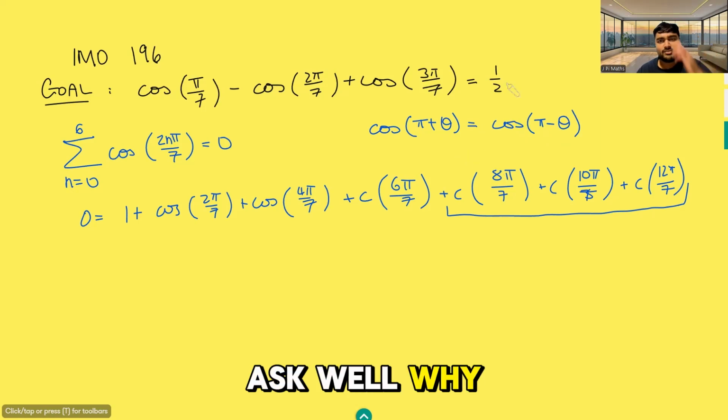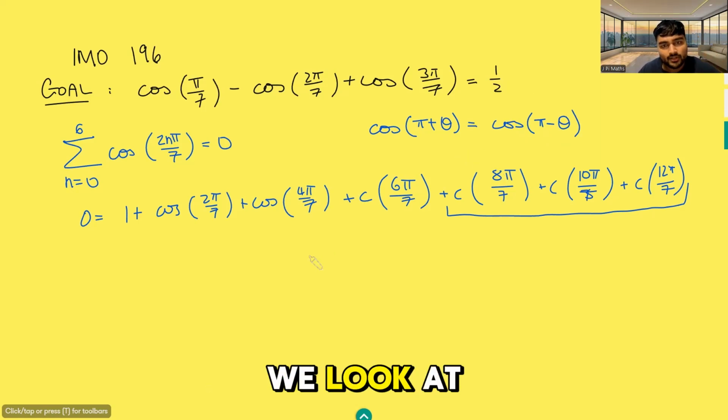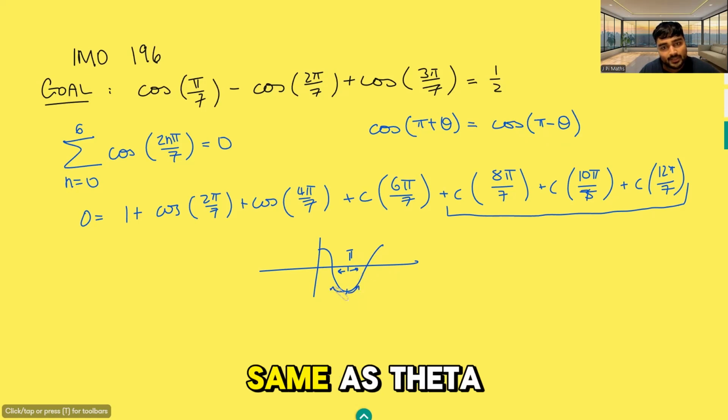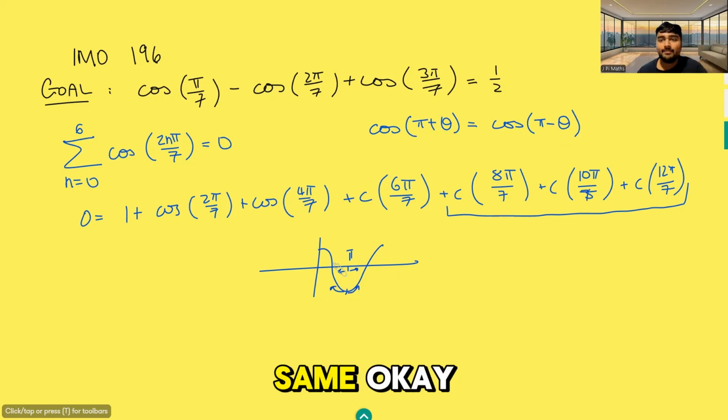And you might ask, well, why is this true? Well, we can just use symmetry. We look at a graph of cos. Pi is about here. So if you go theta to the left of it, that's the same as going theta to the right of it. So theta this way is the same as theta that way. The y values will be the same.